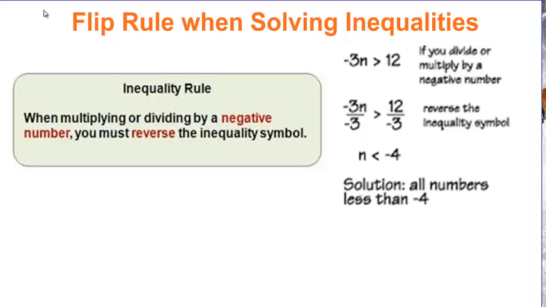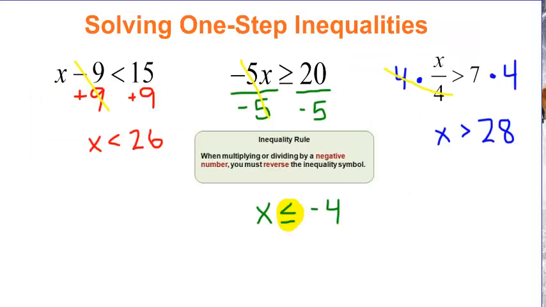The flip rule in solving inequalities. It says that whenever multiplying or dividing by a negative number, you have to reverse the inequality symbol. For example, if we have the inequality negative 3n is greater than 12, we have to divide by negative 3 on both sides, and we have to reverse this symbol. So instead of it being greater than, it's now less than. The symbol flips around. So that's why we call it the flip rule when solving inequalities. Let's look at a few examples.